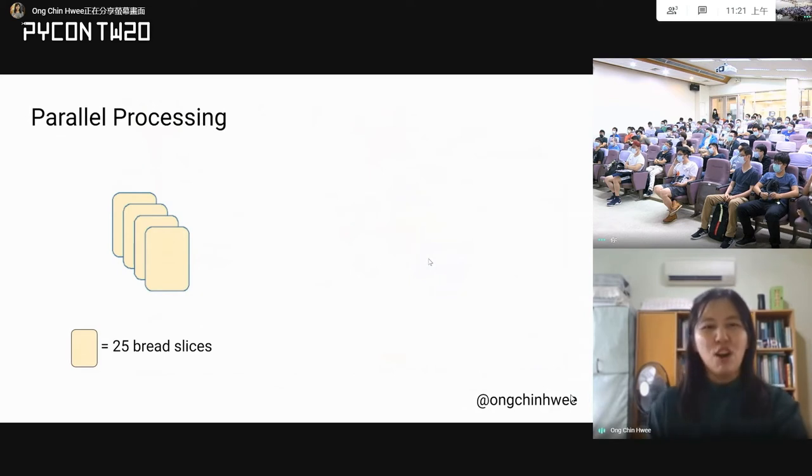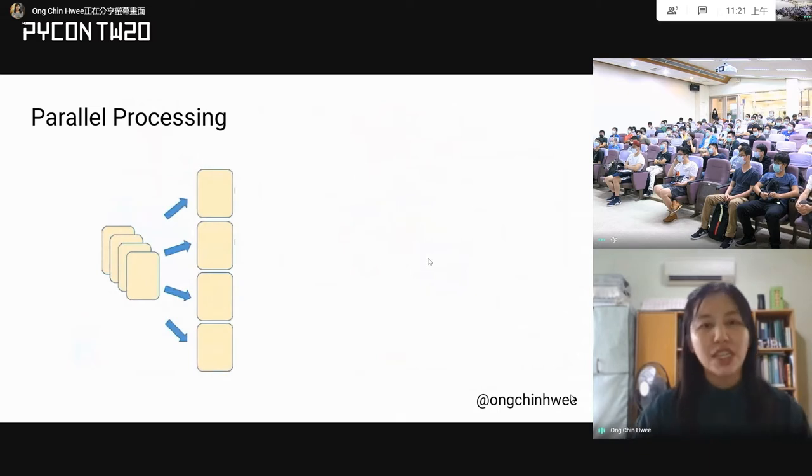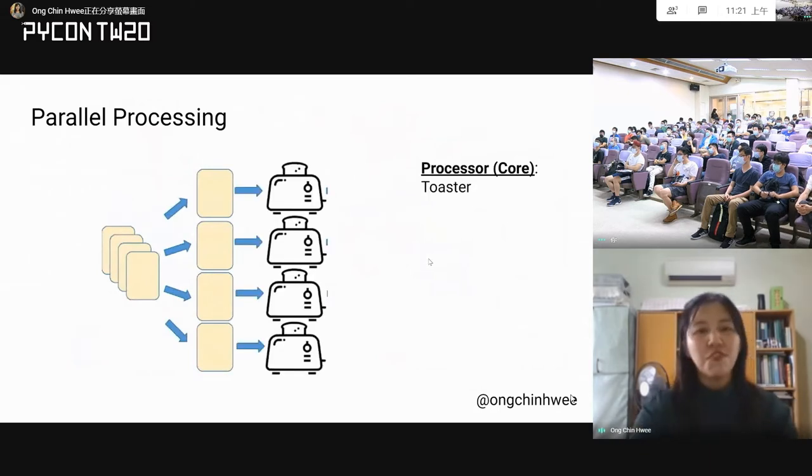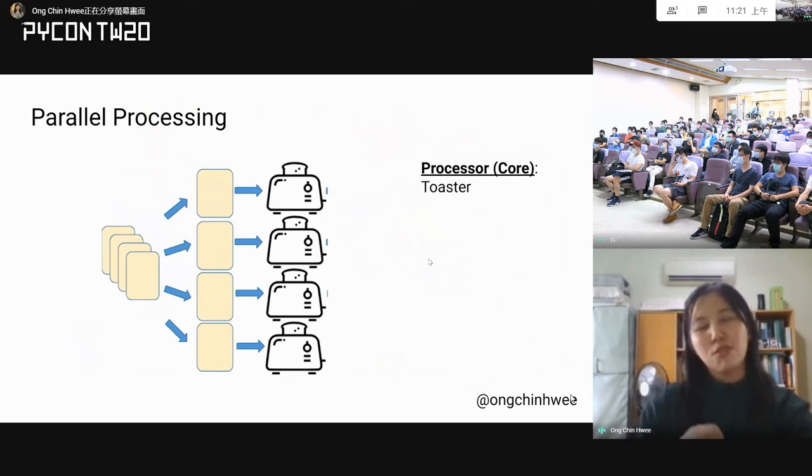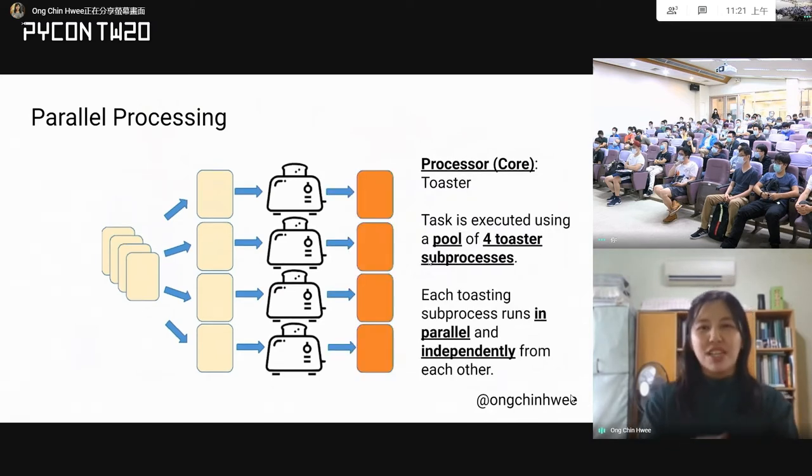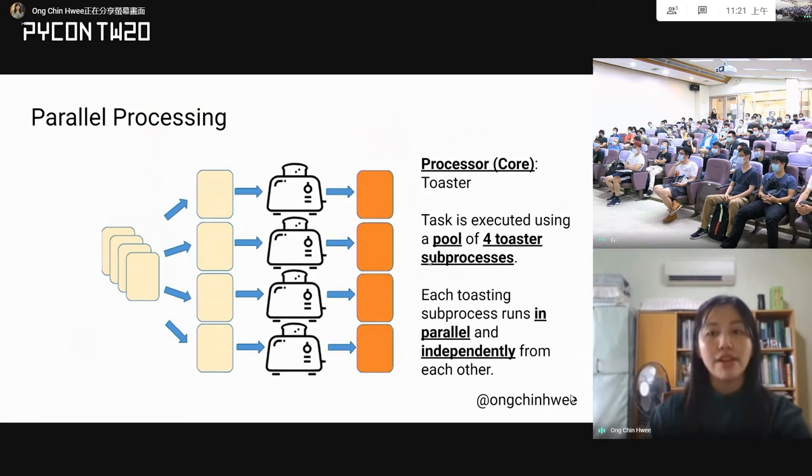So now, same thing, we have 100 slices of bread. We split them into four batches and feed them into four toasters. All those toasters are independent of each other, which means that if one toaster fails, the other three can still work. What actually happens in this step is that your task is executed using a pool of four toaster sub-processors, and each toaster sub-processor runs in parallel and independently from each other.